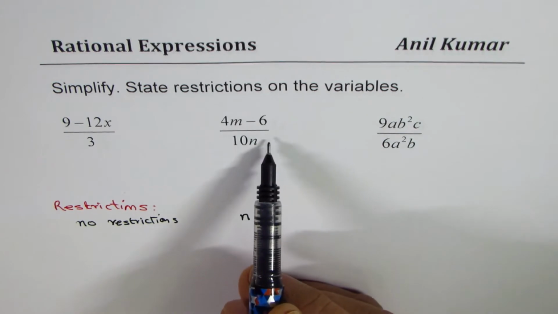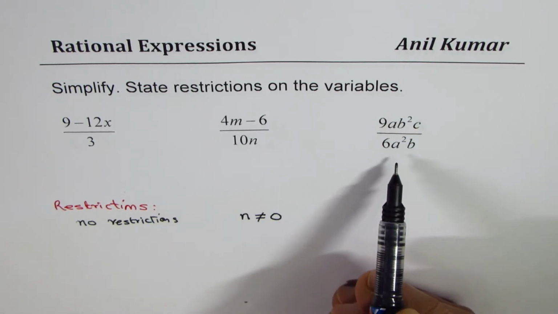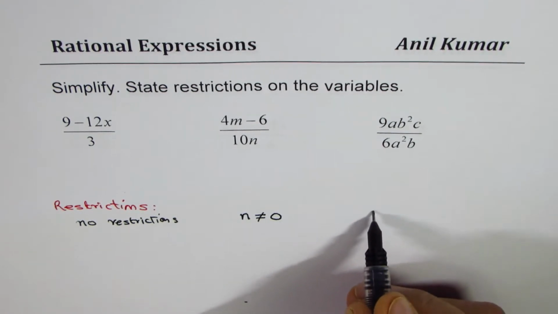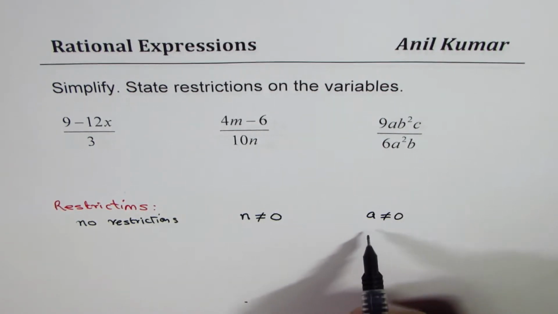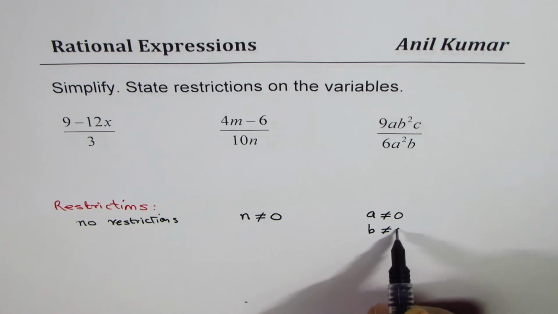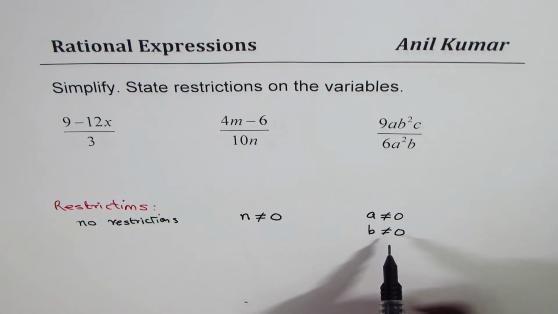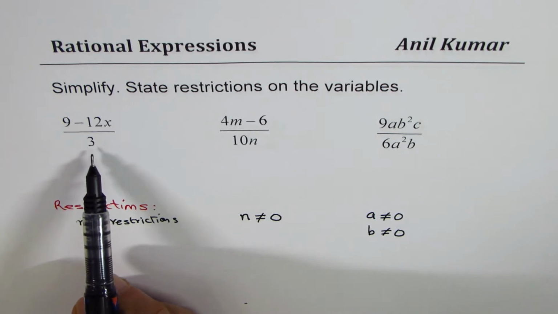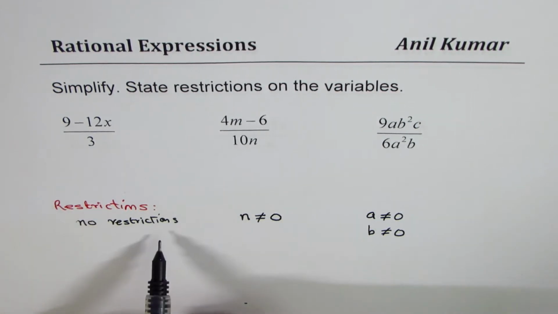That leads to restrictions. In the third example here, 6a squared b is the denominator. a is not equal to 0 and b is not equal to 0. So these become the restrictions, right? In the first example, since just the constant was there, we had no restrictions.